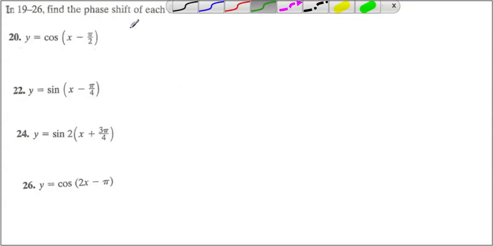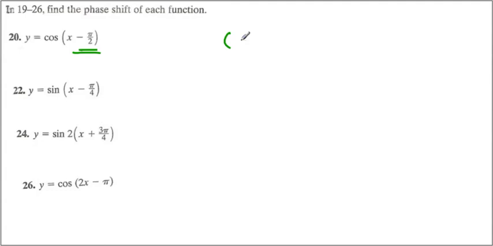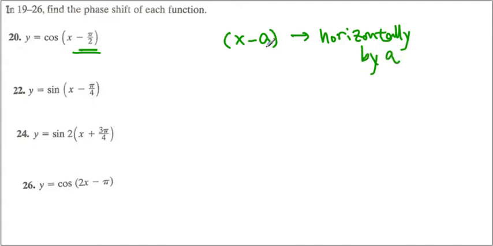Find the phase shift. In this case, basically what we're looking for is how much of a horizontal shift we have. One thing we can look into is this portion. Generally speaking, when we have x minus a, this implies we moved horizontally by a units. If a is positive here, we're going to move to the right. If a is negative, then we're going to move to the left by a units.